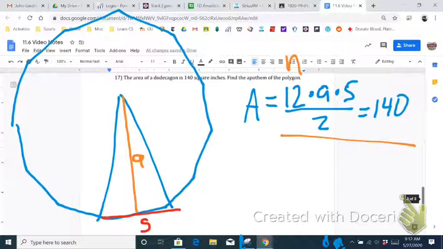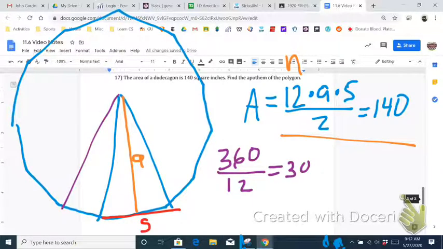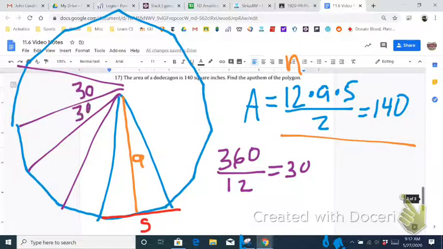So this is a dodecagon. There's 12 triangles. So if we took 360 and divided it by 12, we get 30. So when you divide this dodecagon up into 12 triangles, each of these angles are 30 degrees. So then when this one triangle gets split in half, that angle right there is going to be 15 degrees. And this side is going to be s divided by 2. It's going to be half of that side length.